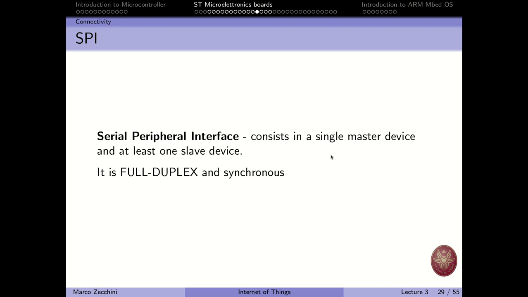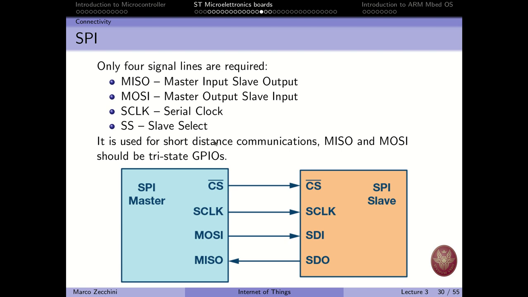So fine, we're gonna explore SPI, which is maybe the faster solution for communication that we are gonna see. It consists of a single master device and at least one slave device. It's full duplex and it's synchronous. This is the fastest one, and to achieve this speed, we need several wires.